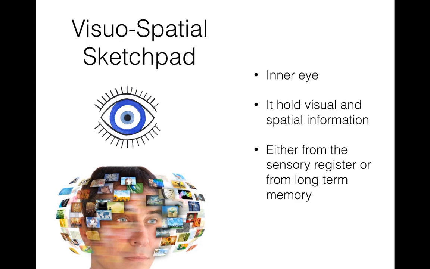working model deals with visual and spatial information, and it is not necessary that it's only coming from the environment. Again, it goes back to the idea that the multi-store model was only unidirectional, whereas processing of memory can be bidirectional. Okay, so we can have images and visuals coming from our long-term memory back into our short-term memory.